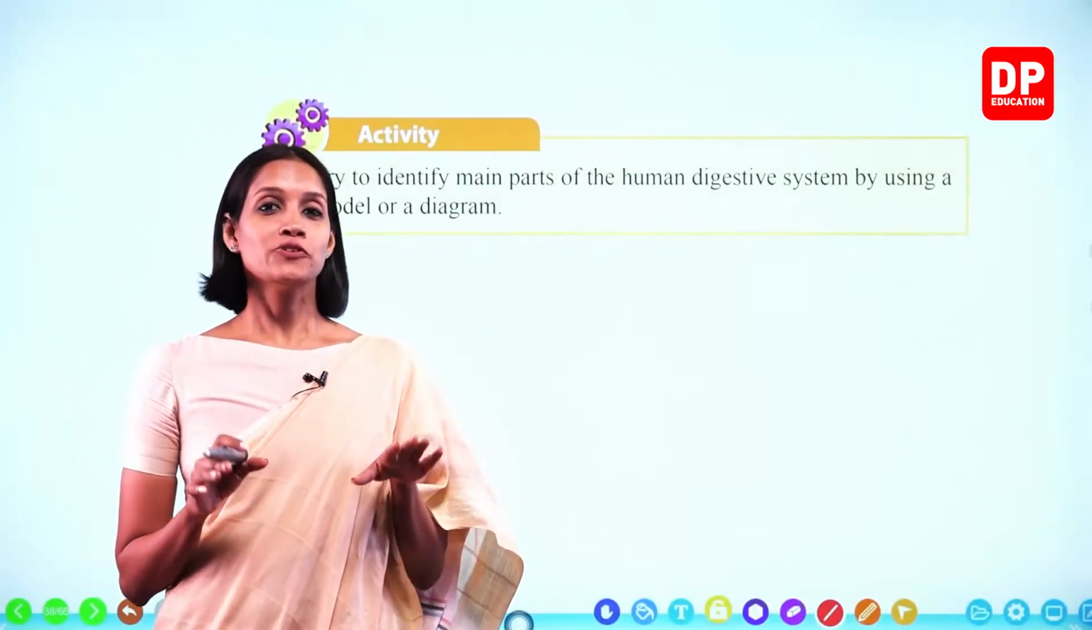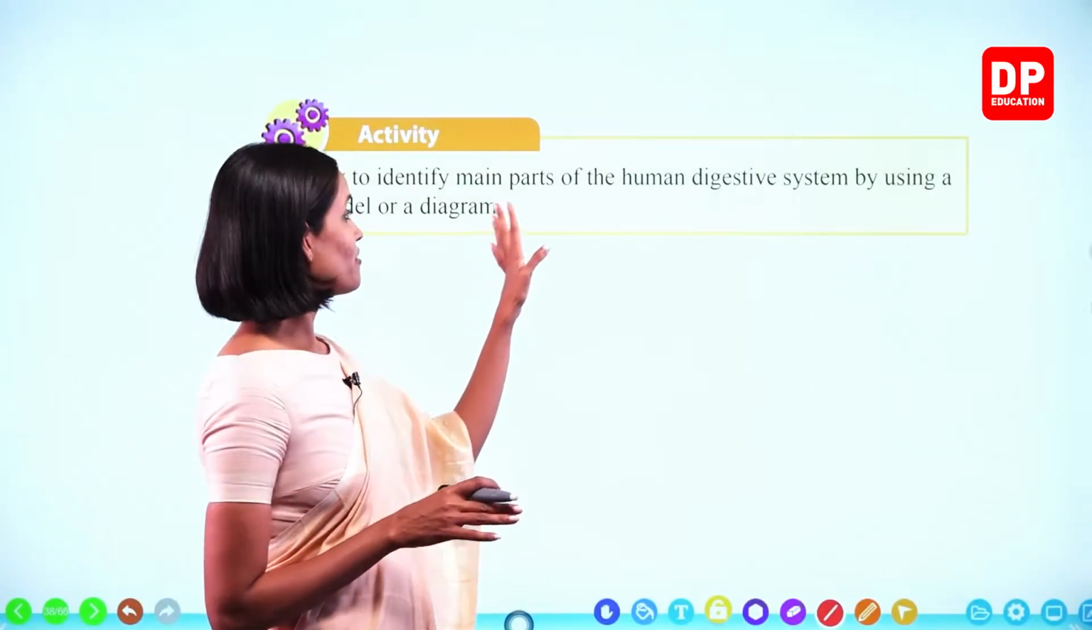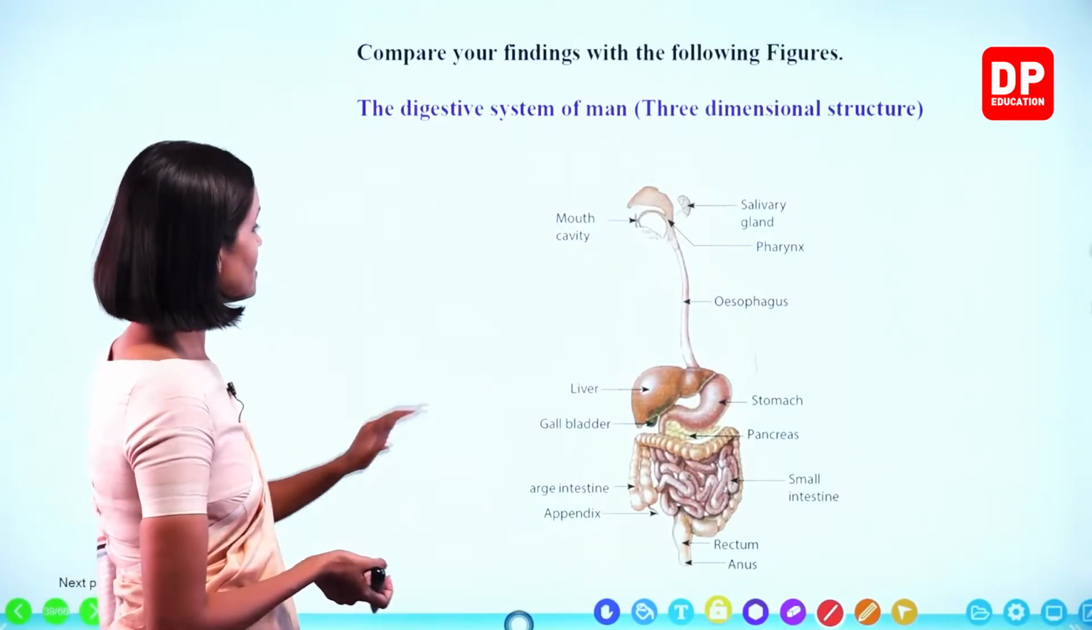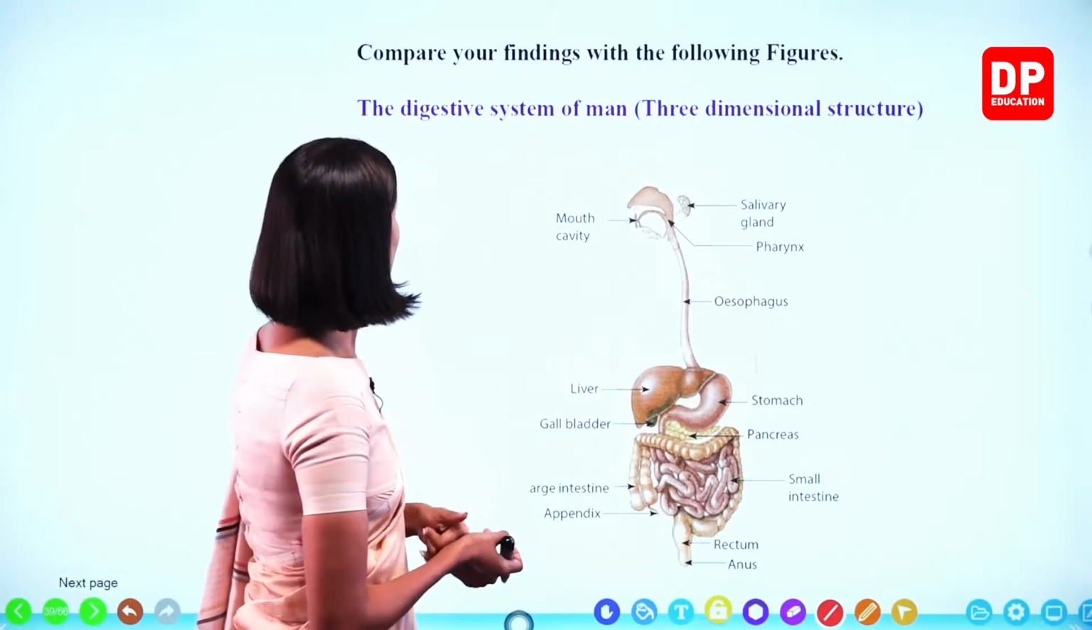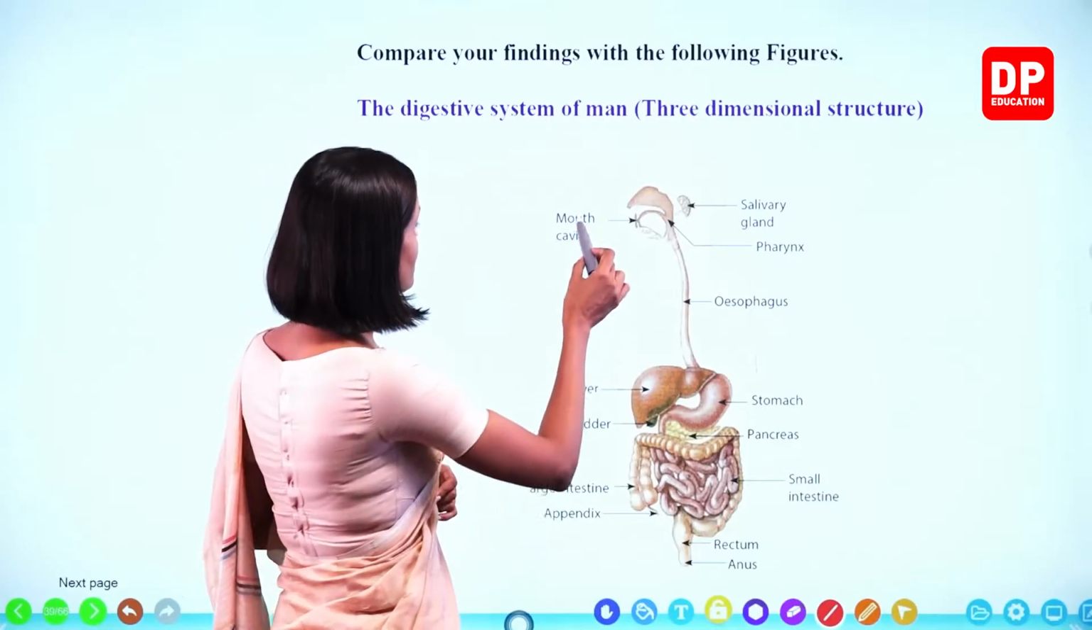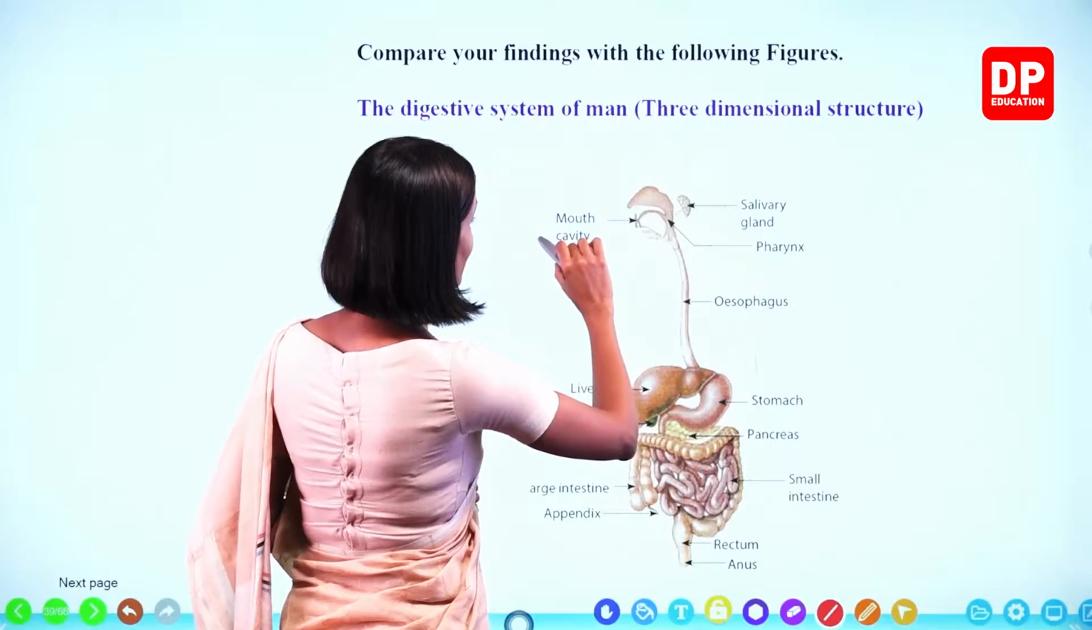Right, children? So you'll observe the 3D diagram of the human digestive system. Let's go and see. Here again we have a 3D diagram. So compare your findings with the following figures, right? Digestive system of man. This is the 3D structure. Same type of structure we observed while moving it here and there, right? So it starts from the mouth cavity, right?